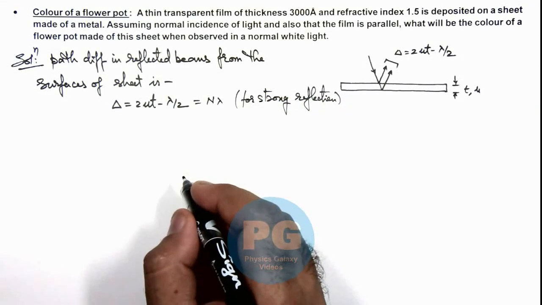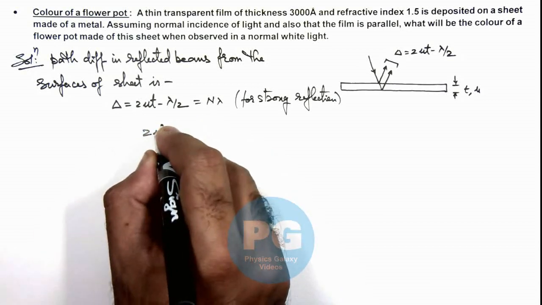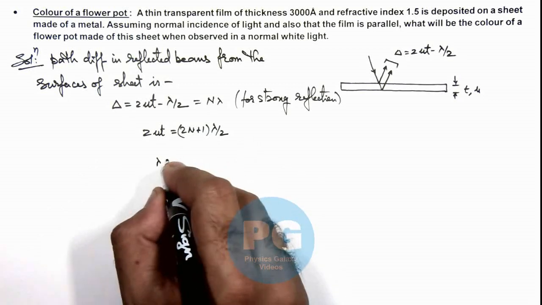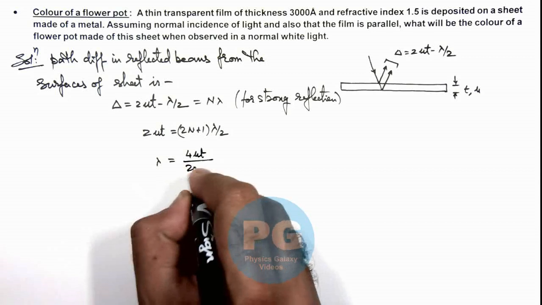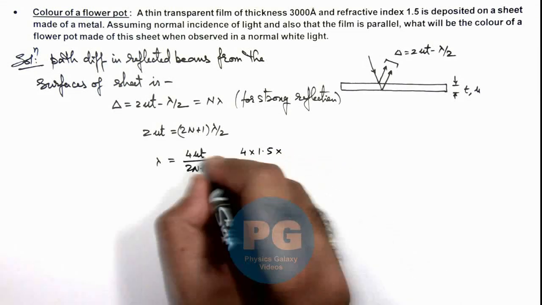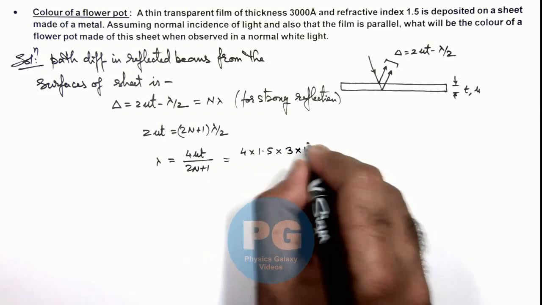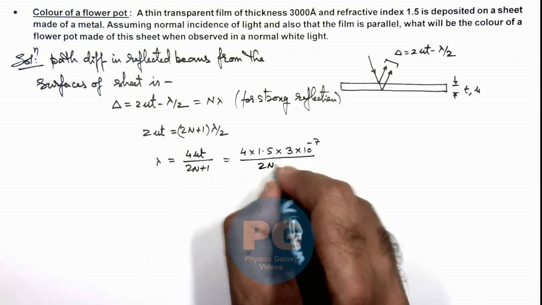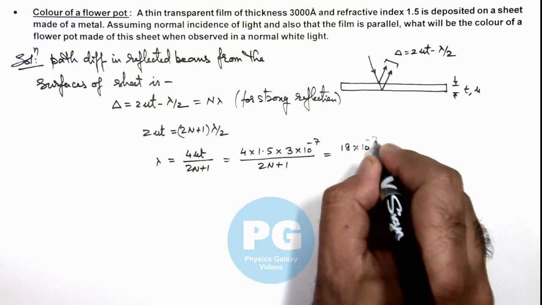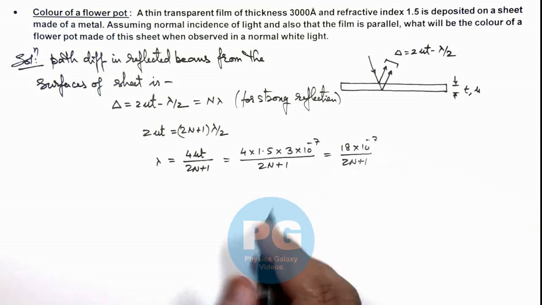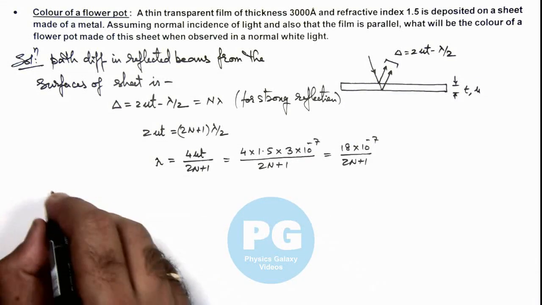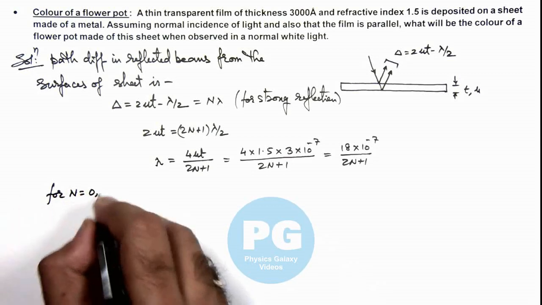Then in this situation, we can further analyze that 2 mu t equals (2n plus 1) lambda by 2. And the value of lambda we get here is 4 mu t divided by (2n plus 1). If we substitute the numerical values, 4 multiplied by mu, which is 1.5, and thickness, which is 3 into 10 to power minus 7, divided by (2n plus 1), which is numerically 18 into 10 to power minus 7 divided by (2n plus 1). So for different values of n, we get the values of wavelength which will have strong reflection in light. So here we can write for n equals 0, 1, 2, 3 and so on.